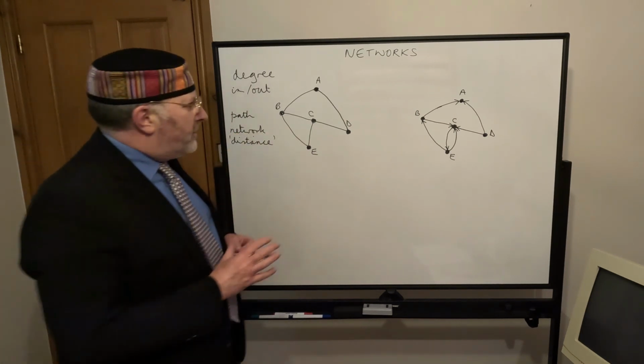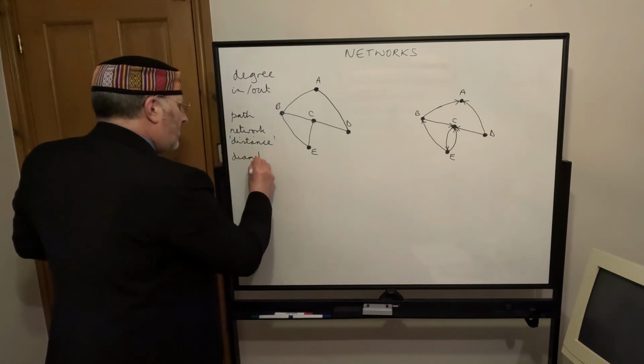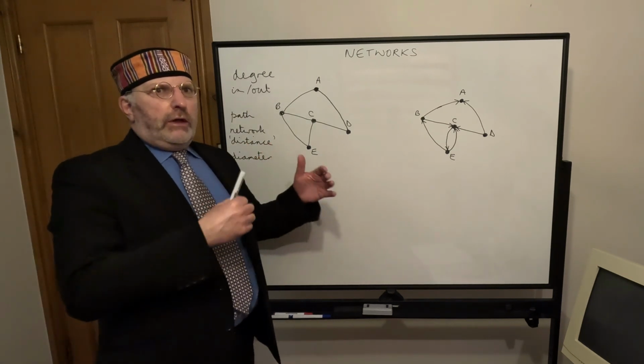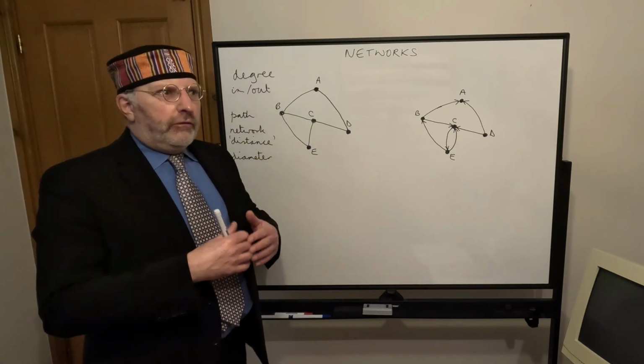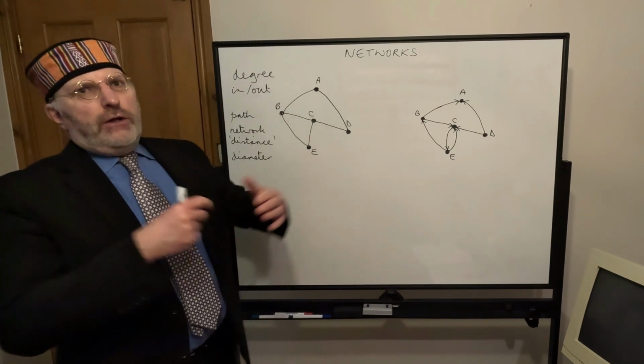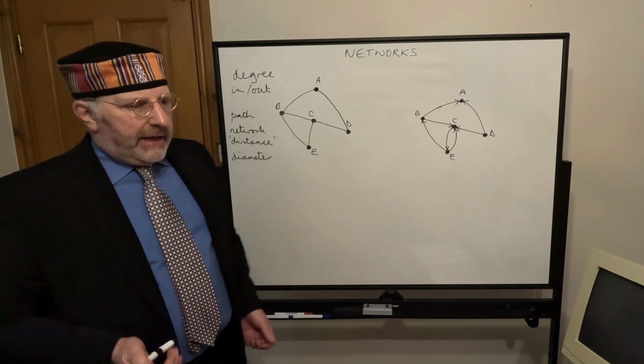And then the diameter of a network is the largest network distance between a pair of nodes in the network. So it's the furthest away 2 nodes can be and still be in the network.